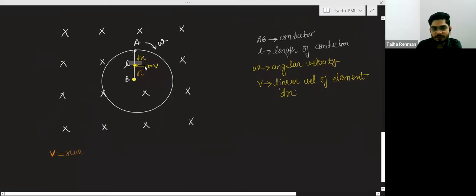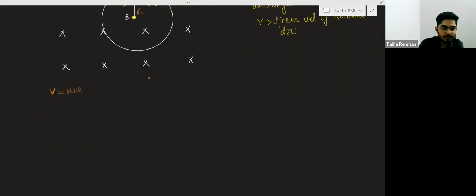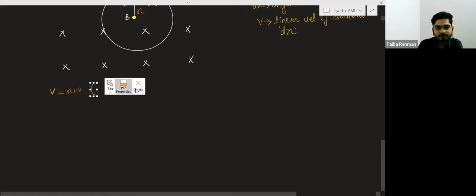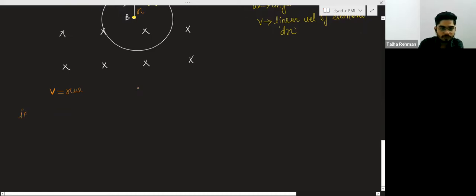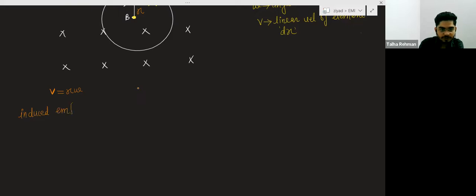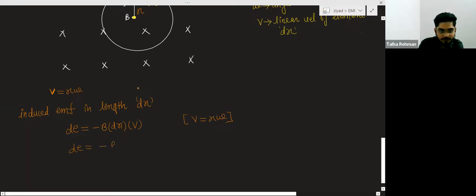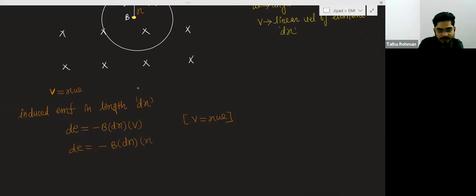So now the EMF induced in this element dx. You can write here, induced EMF in length dx, that will be a small induced EMF and given by minus V into length. And the velocity V is equal to x omega. So dE is equal to minus V into dx. Put V is equal to x into omega.